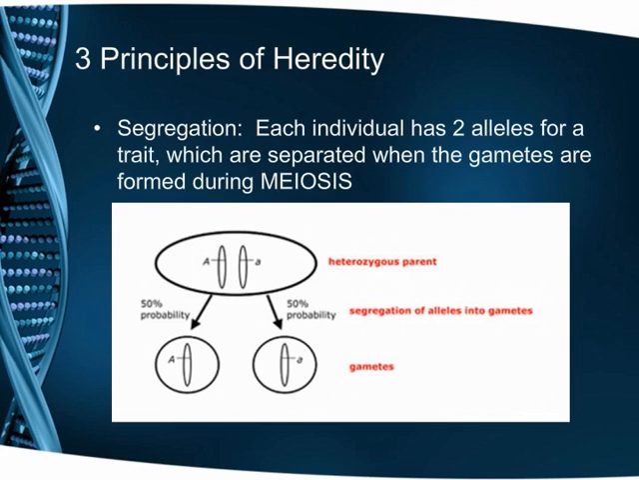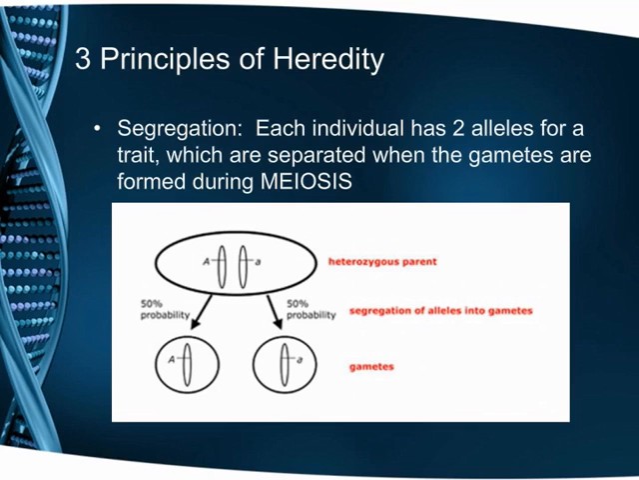Mendel's second principle of heredity is the principle of segregation. You need to record this on your graphic organizer as well as the definition. Each individual has 2 alleles for a trait which are separated when the gametes are formed during meiosis.